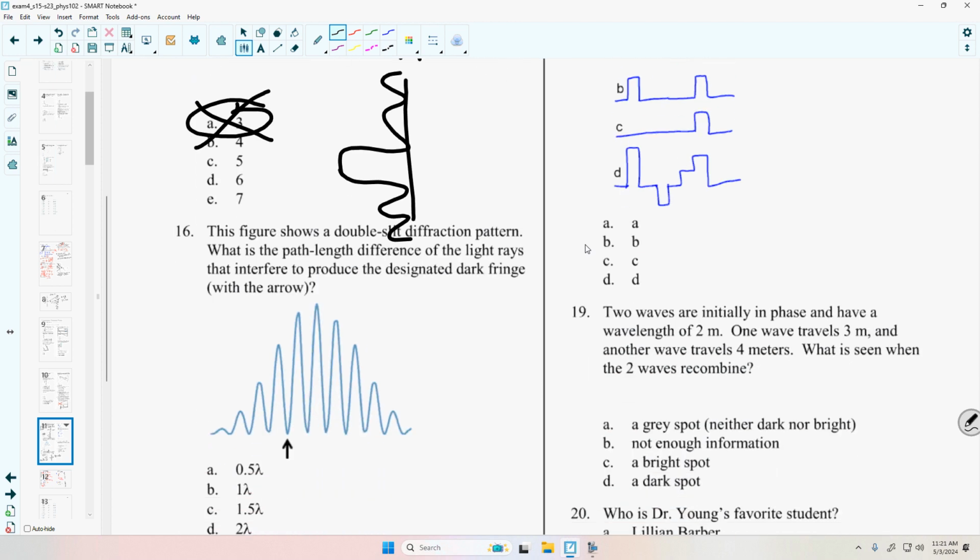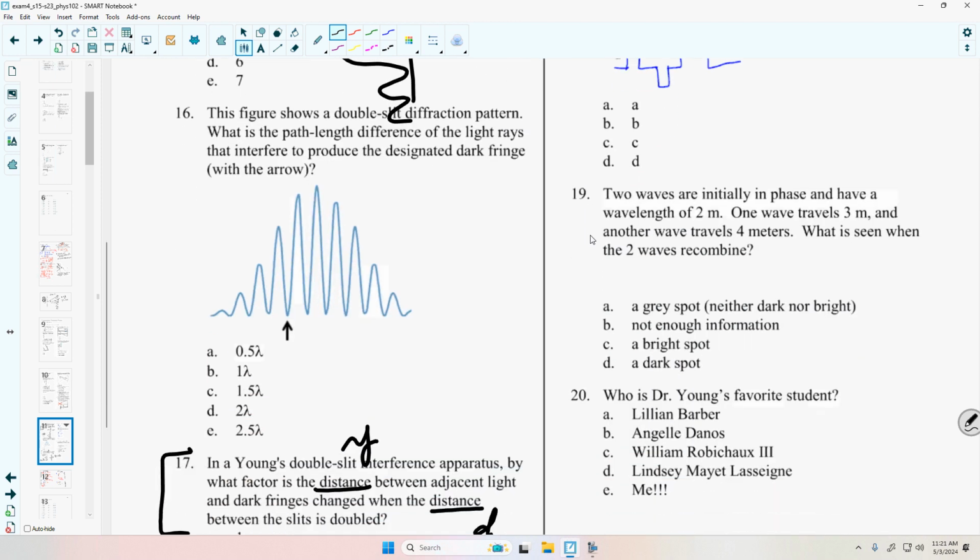Okay, you're going to see one like this. We had one in class. The important thing here is the path length difference. I have two paths that are traveling. One travels 3 meters, the other travels 4 meters. So the path length difference is 1 meter. The other thing that's important is the wavelength. The wavelength is equal to 2 meters. Then the important thing is what fraction of the wavelength is the path length difference. The path length difference is 1/2 of the wavelength. So these two waves are offset by 1/2 a wavelength.